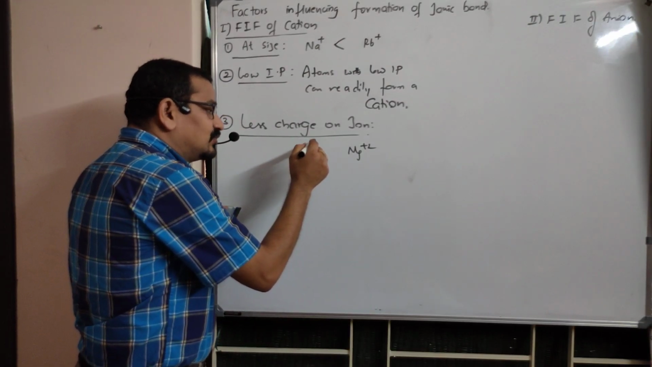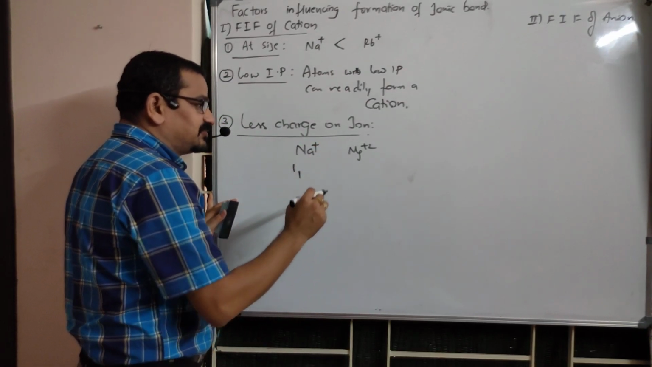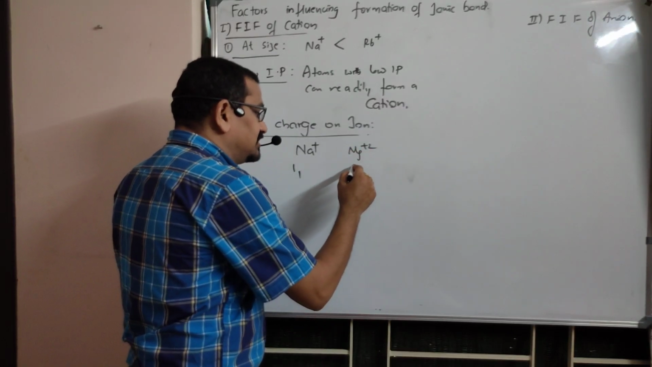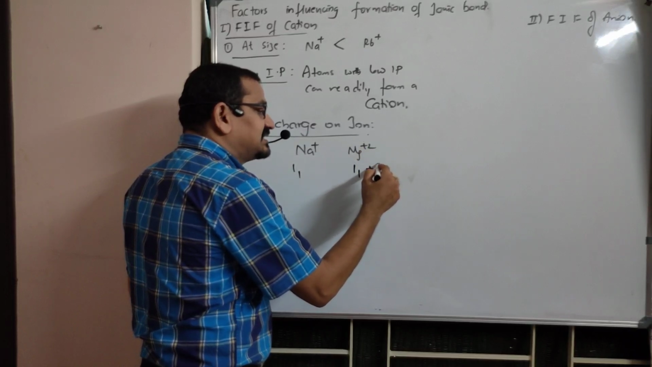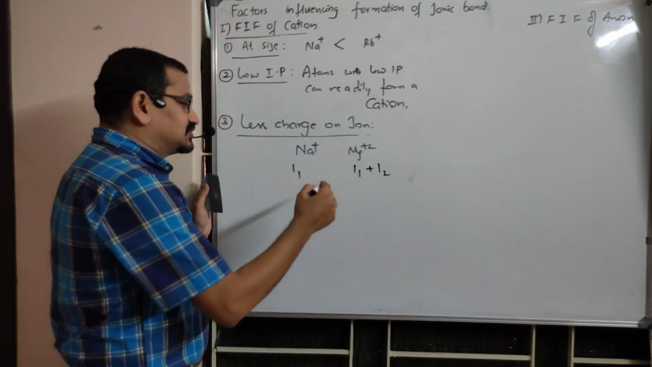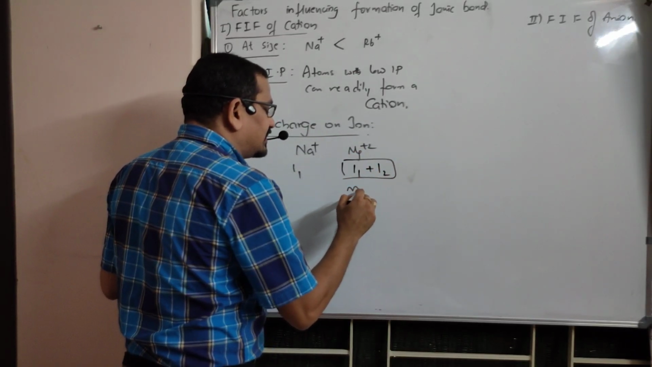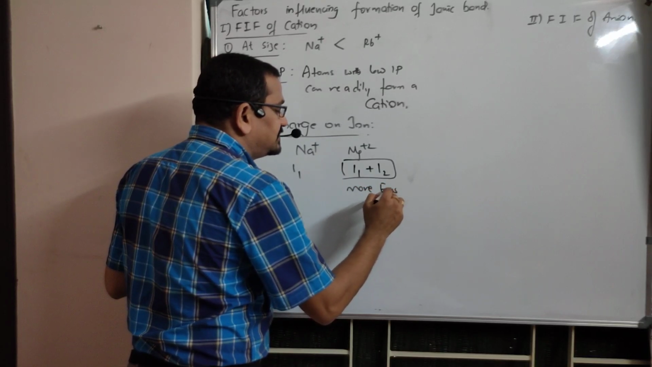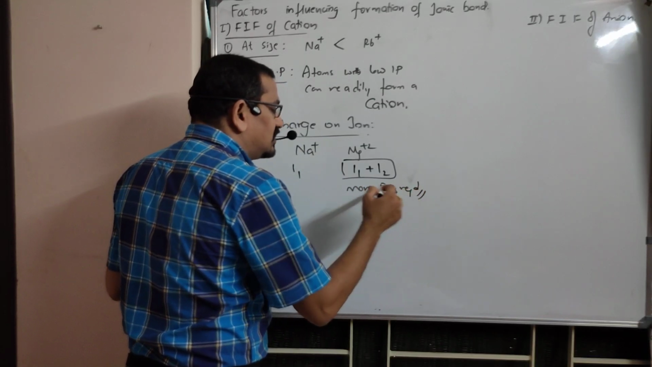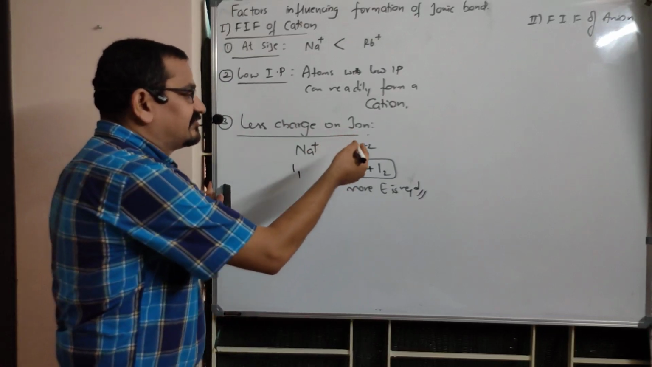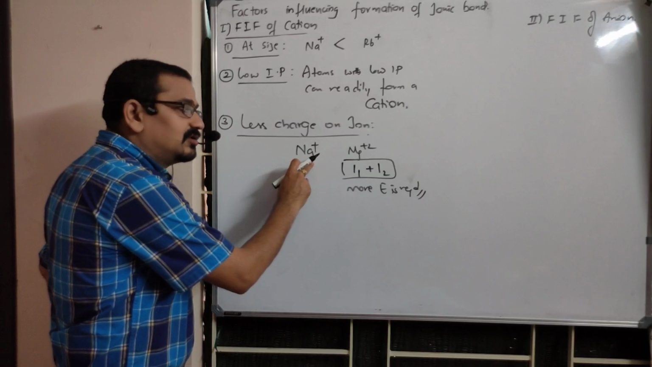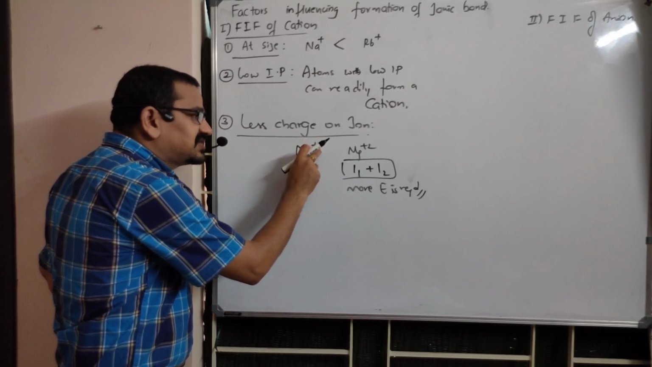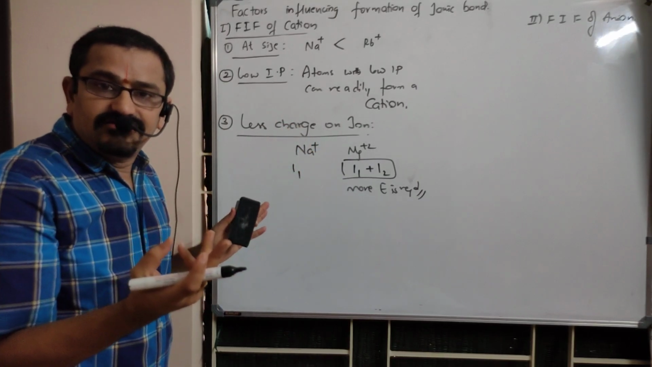Energy required for the removal of the first electron is called the first ionization potential, and for magnesium, the energy required for the first electron removal is the first ionization potential, and for the next electron, the second ionization potential. So here more energy is required for the removal of the 2 electrons and for the formation of Mg2 plus. So among these two, which ion can be easily formed? The one with less charge. Less the charge, easier is the formation.